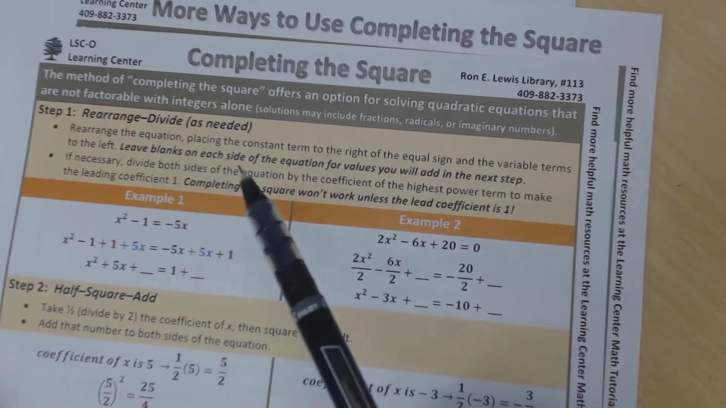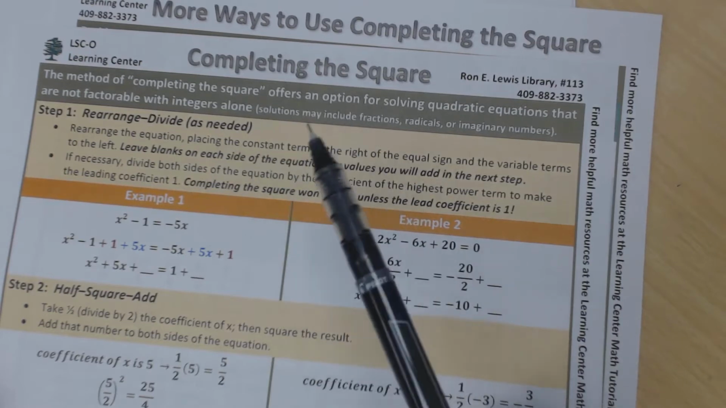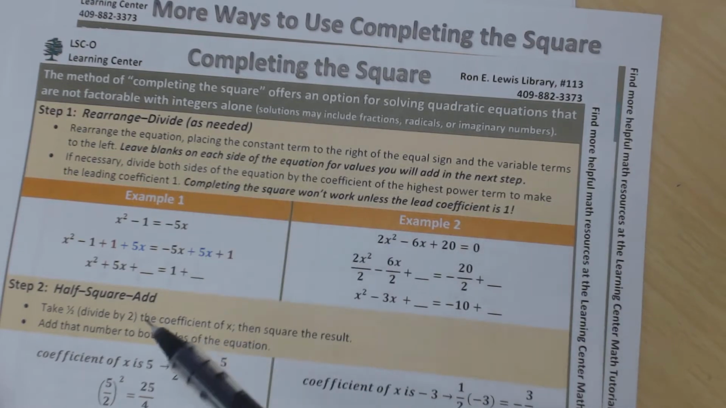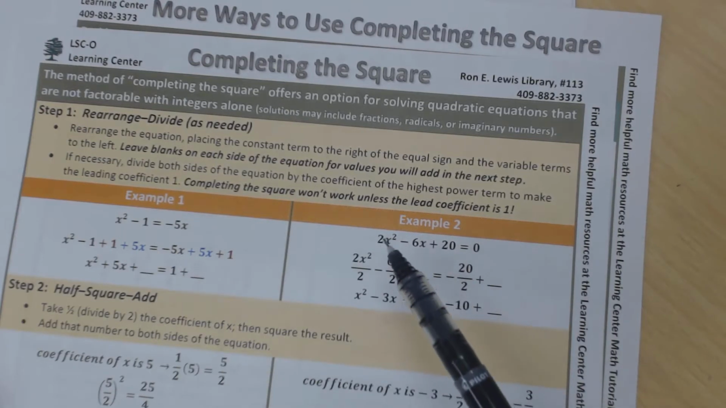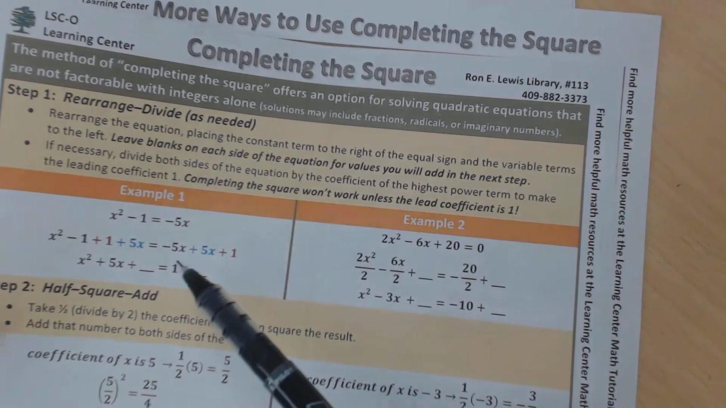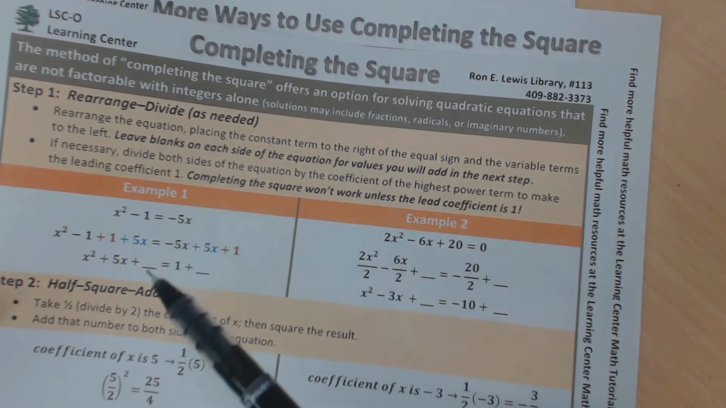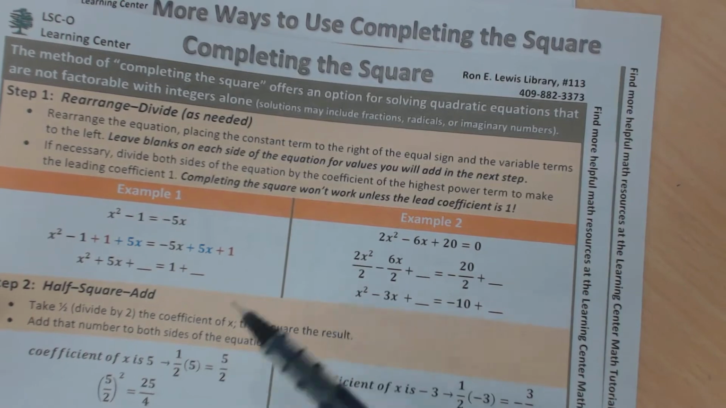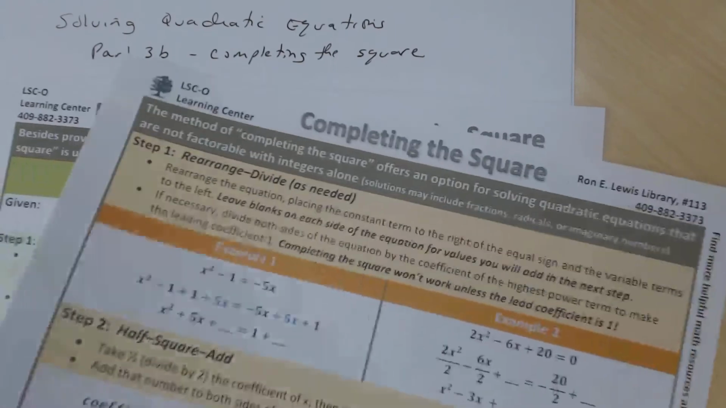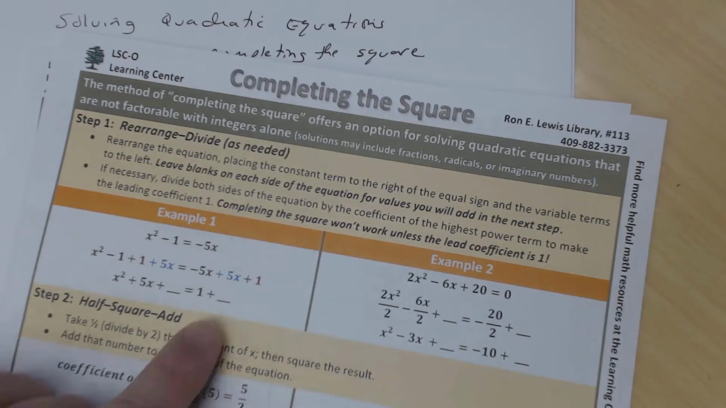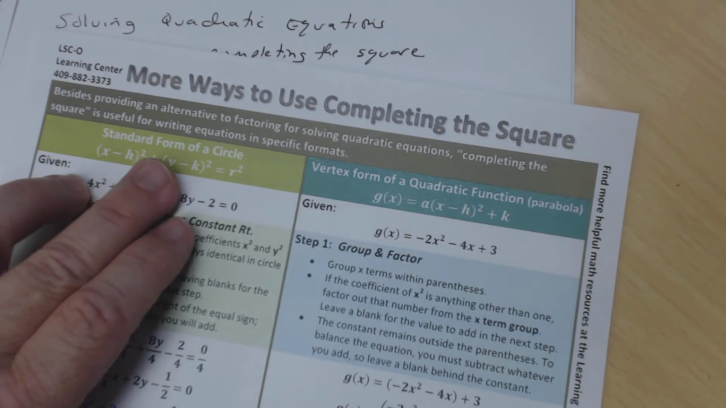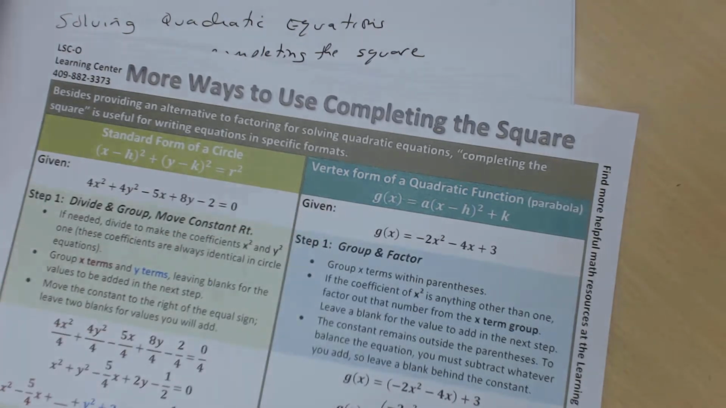One of the handouts that you have in Canvas is the completing the square handout. There are two examples, one where the coefficient of x squared is 1 and one where the coefficient of x squared is not 1. We're going to go over these steps, but just look at these examples periodically as you review completing the square. You're definitely going to have to come back to this handout when we talk about circles and when we talk about quadratic functions.